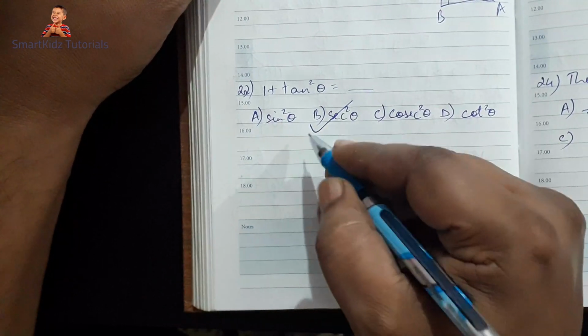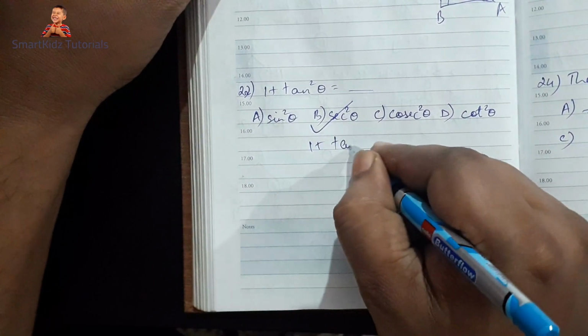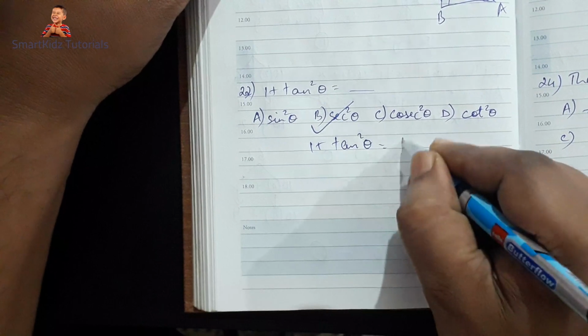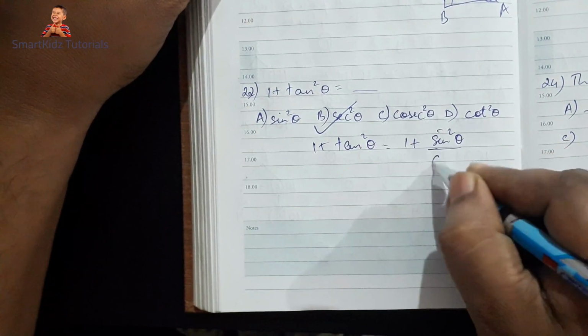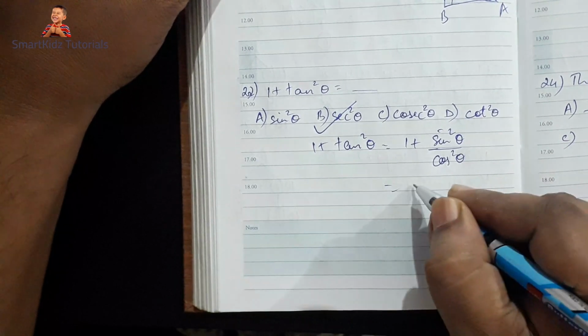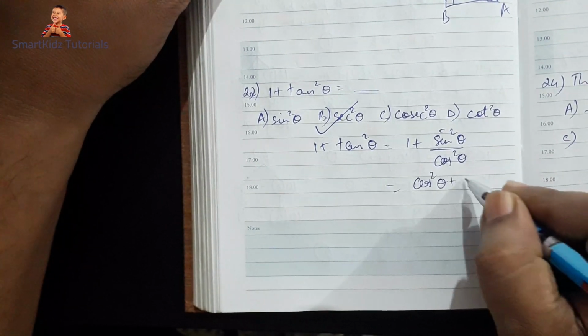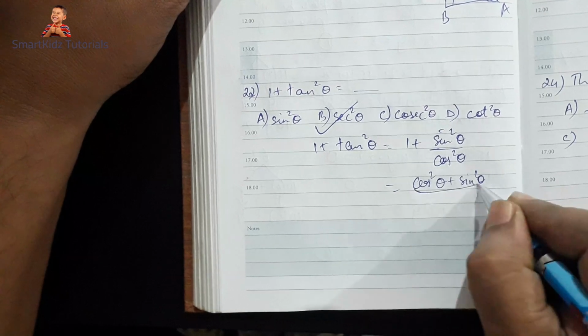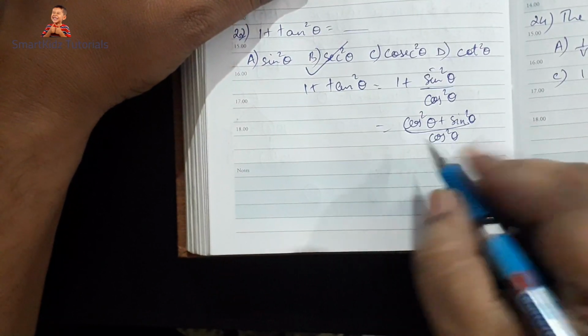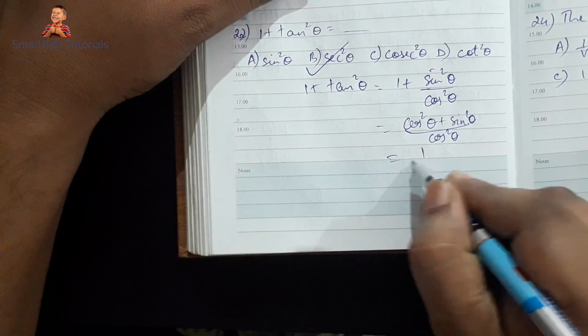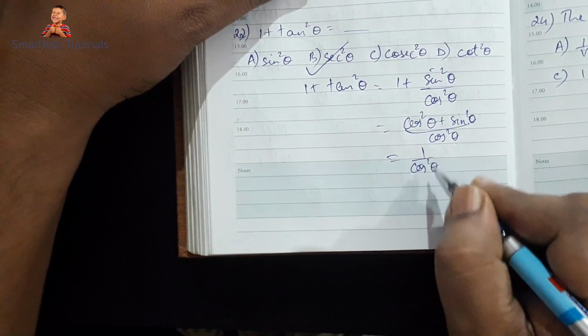In case you do not know the identity, just expand this. 1 plus tan square theta can be written as 1 plus sin square theta upon cos square theta. When we take the LCM, we will get cos square theta plus sin square theta upon cos square theta. And cos square theta plus sin square theta equal to 1. So 1 upon cos square theta.